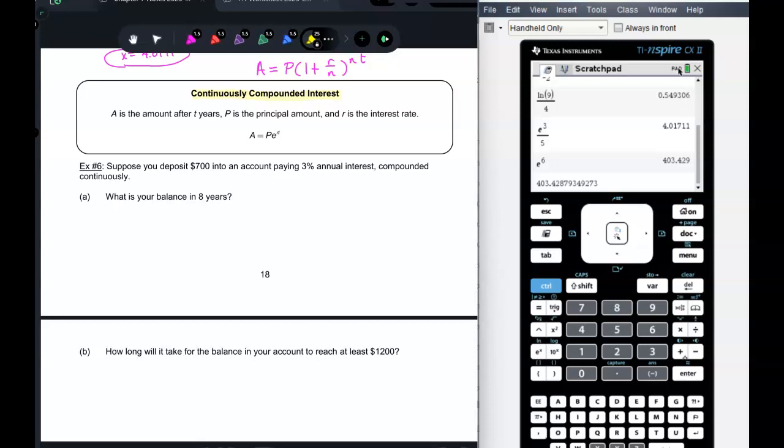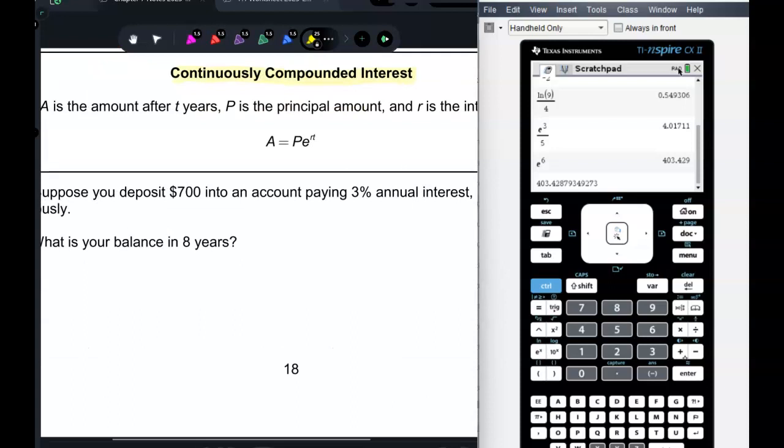Now we say this is continuous, so it's not just being compounded at the end of each month. It's like every single instant. This is where e is used. So A equals Pe to the rt. Some people just call it A-Pert, just to remember the order of the letters.